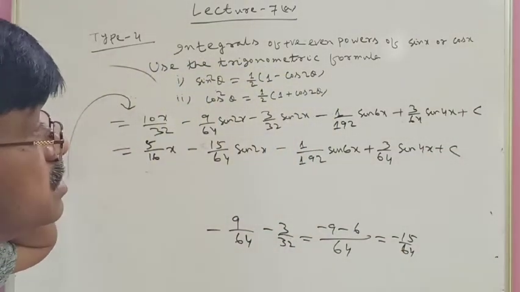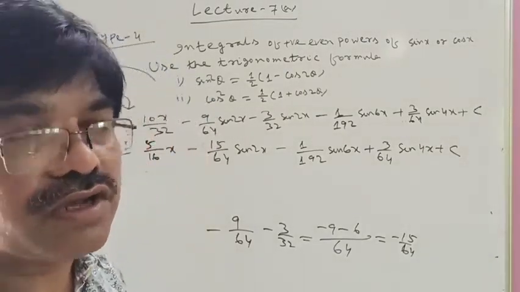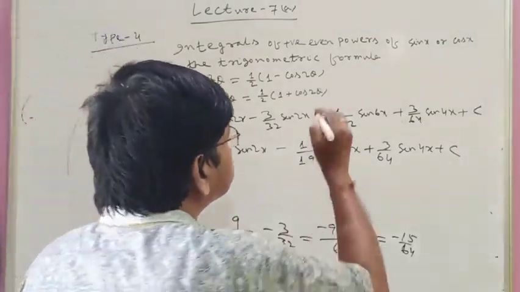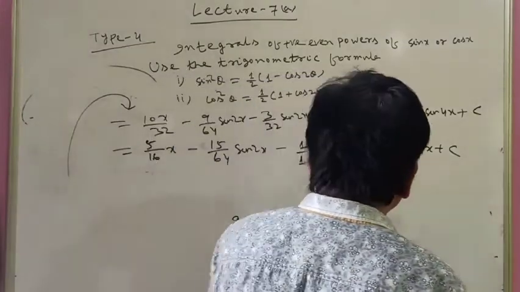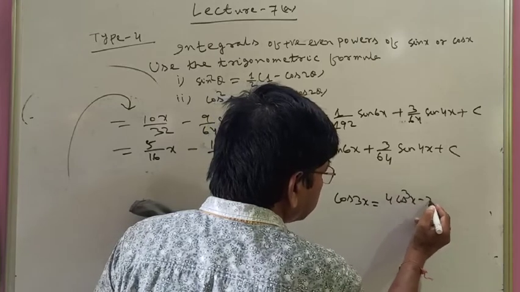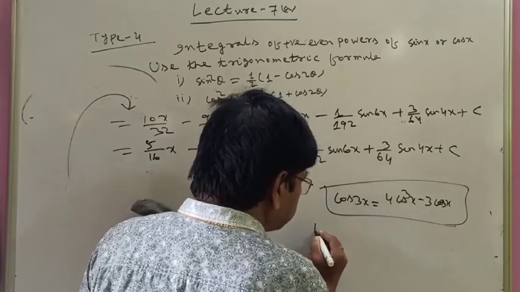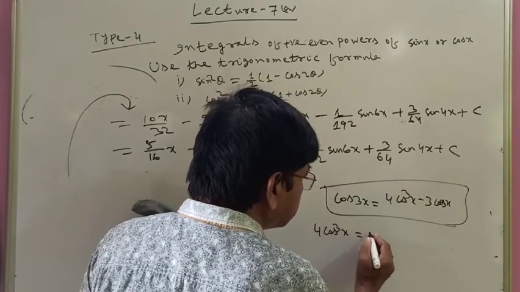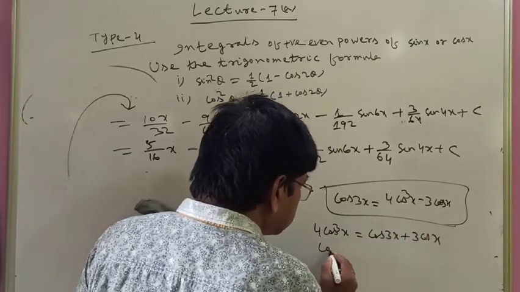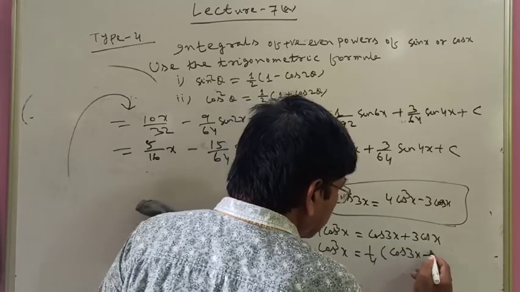Then the last question is integration of cos to the power 6x. Like that you can write cos cubed x whole square. Then you find out cos cubed x. How can you find cos cubed x? You know cos 3x is 4 cos cubed x minus 3 cos x. This is the basic formula. From this find out cos cubed x. So 4 cos cubed x is cos 3x plus 3 cos x. So from this cos cubed x is equal to 1 by 4 into cos 3x plus 3 cos x.